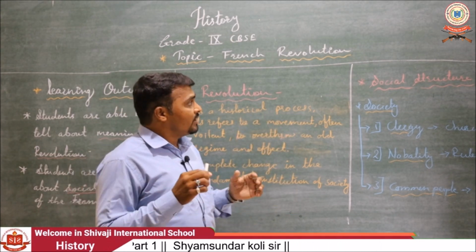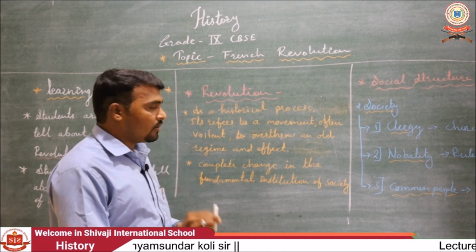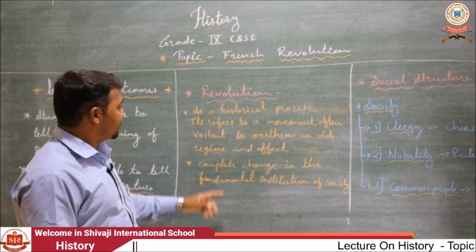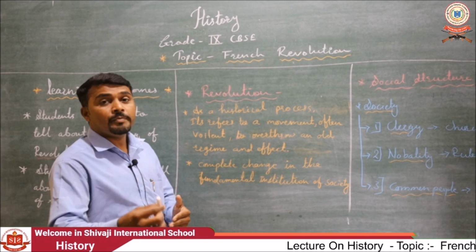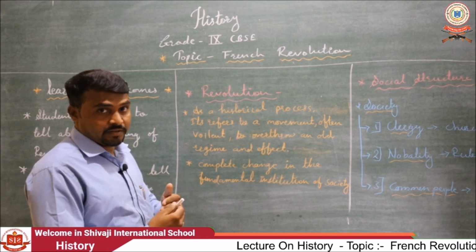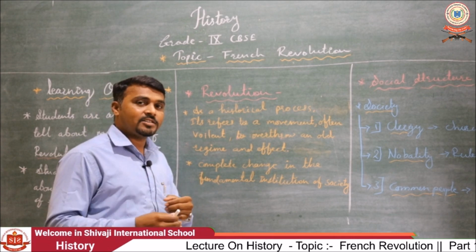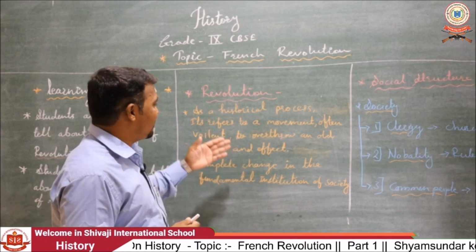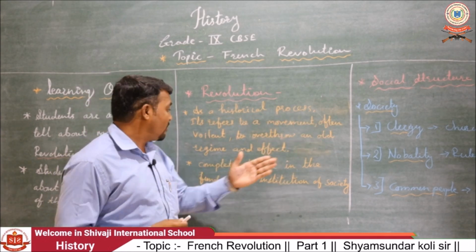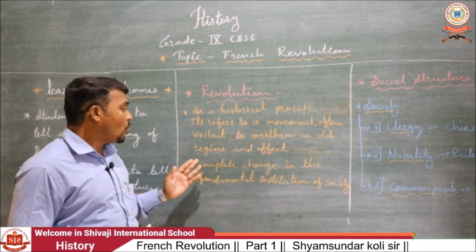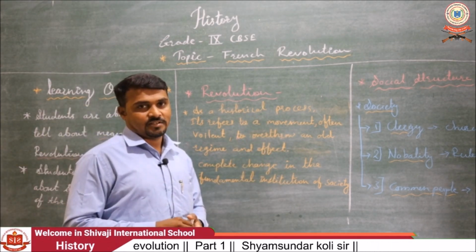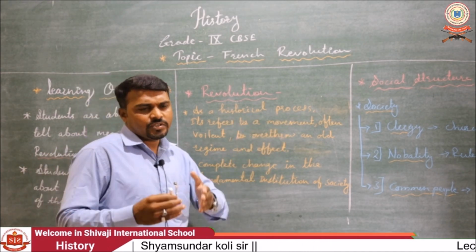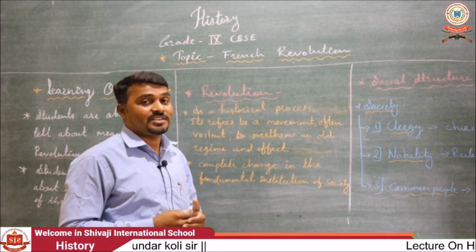Okay, so here we first understand what the meaning of revolution is. Listen here: as a historical process, it refers to a movement. Do you know, in our India also different kinds of movements happened under Mahatma Gandhi. Same here, it refers to a movement, often violent, to overthrow an old regime and its effects. Commonly we can say it is a movement in which sudden changes can be seen.